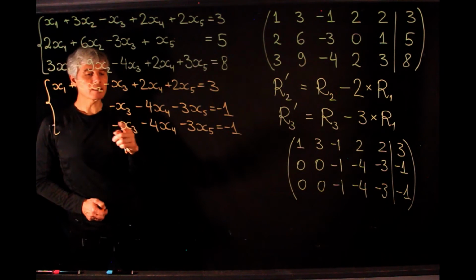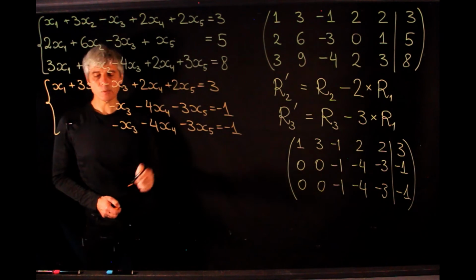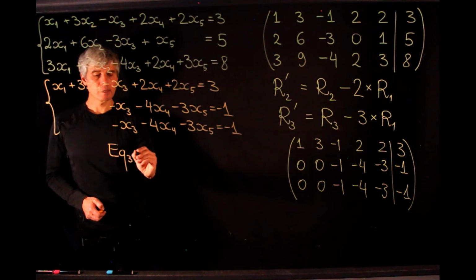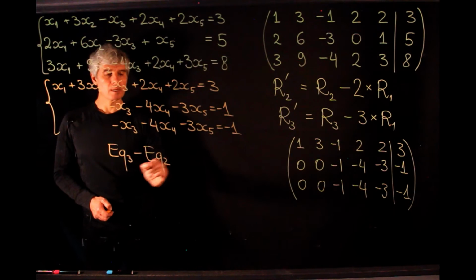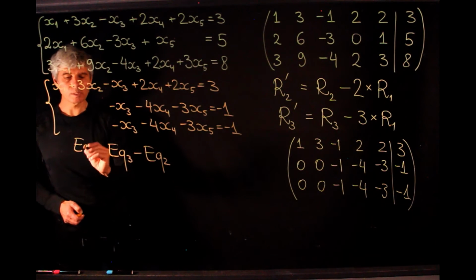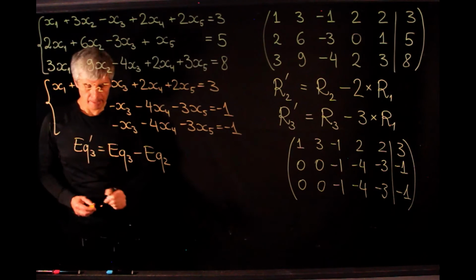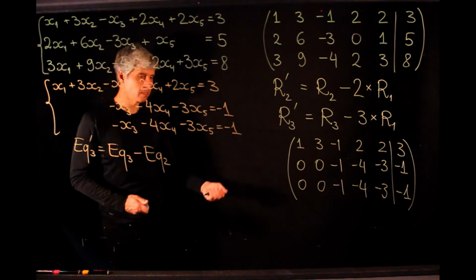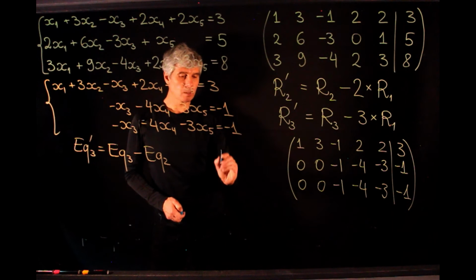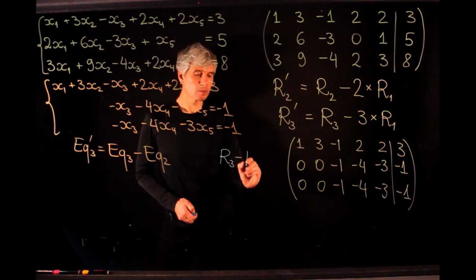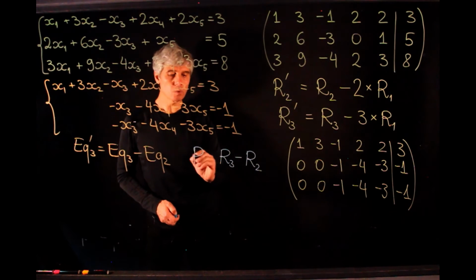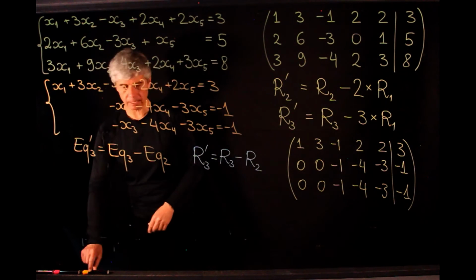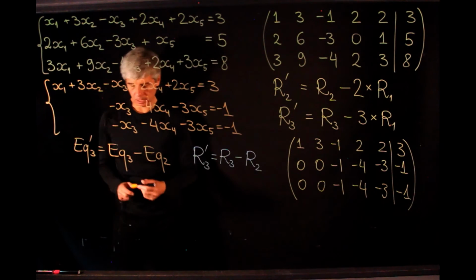And we can easily eliminate the variable x3 from the last equation by taking the difference. So we take equation 3 and subtract equation 2. And this will be new equation 3. So in the language of matrices, we're saying we take row 3 and subtract row 2. And this is our new row 3. So let us write down the resulting system and the matrix.